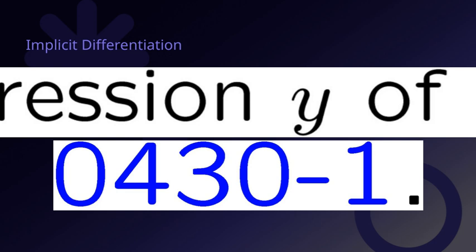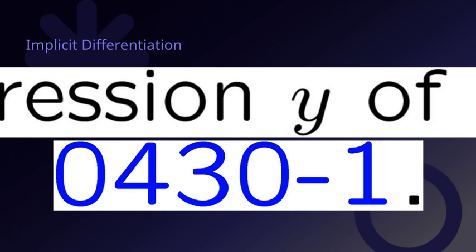One key point to remember is that when we differentiate a term involving y, we need to apply the chain rule. That means multiplying by dy/dx. Since y depends on x, this is crucial because it keeps track of how y changes as x changes, which is central to implicit differentiation. By doing this, we can find dy/dx even when y is embedded within the equation in a complex way.